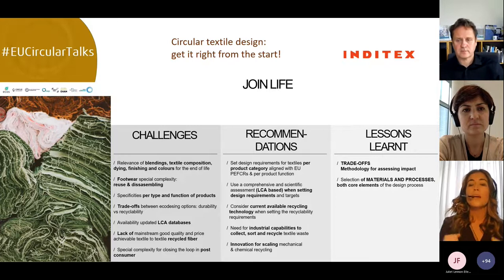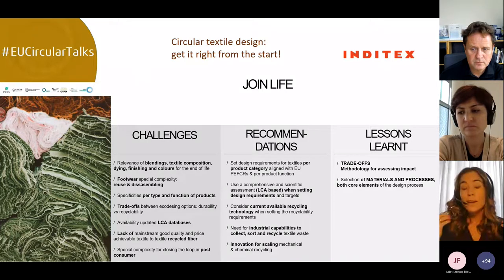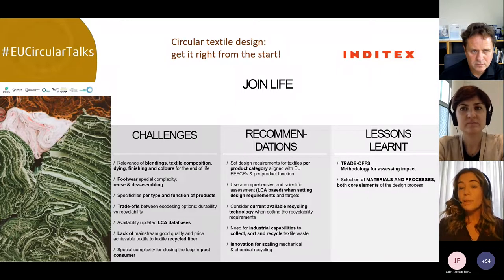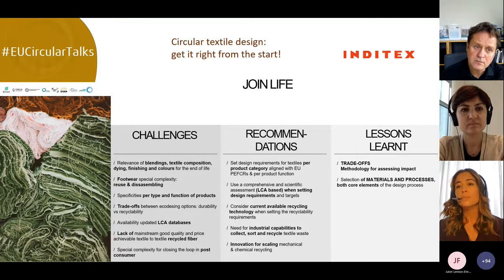That's why we are supporters and members of the Business Hub of the Business Council of the ReHubs initiative here in Europe, because it has to be fostered. We really need to make the use of secondary raw materials mainstream now. So we have to consider the currently available recycling technology, as Baptiste was saying, setting requirements for recycled content per type of product and product category. And as a major lesson, the need for a methodology for assessing the impact and setting the targets. When we talk about eco-design, let's think about what kind of impact it is going to bring. And secondly, the importance of materials and processes as core elements of the design process.